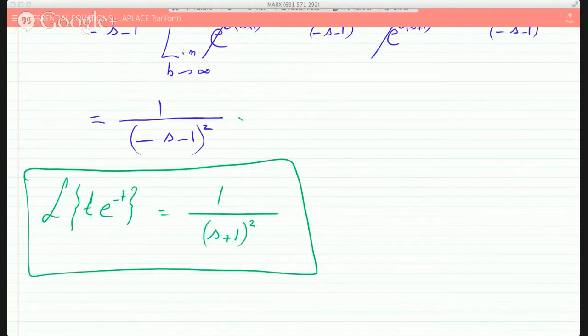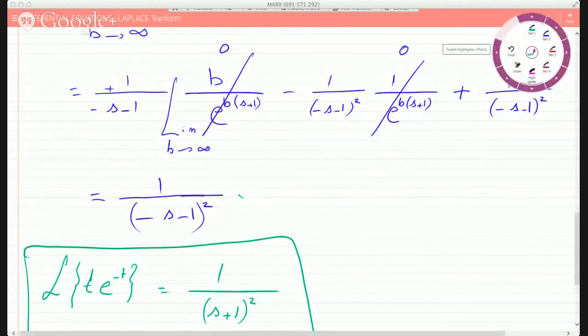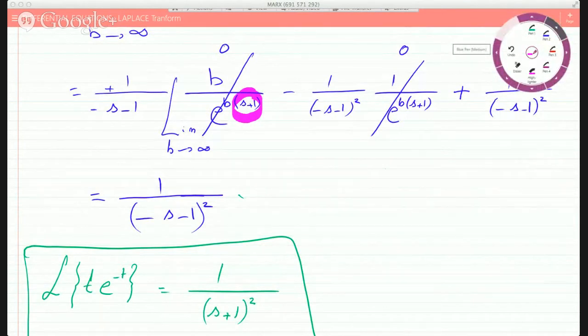The only other thing that we need to mention here is that for this limit to go to 0, the exponent on the e has to be positive, right? This term here has to be positive, which means s plus 1 has to be greater than 0. Otherwise, if it's negative, then this will blow up and the limit will not go to 0. And the same exact argument applies here.